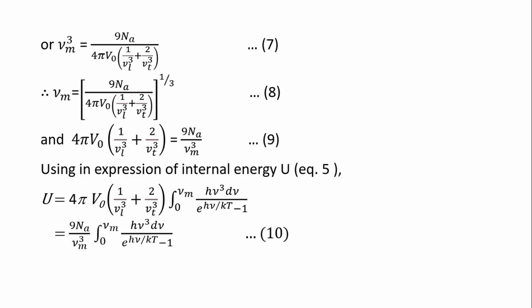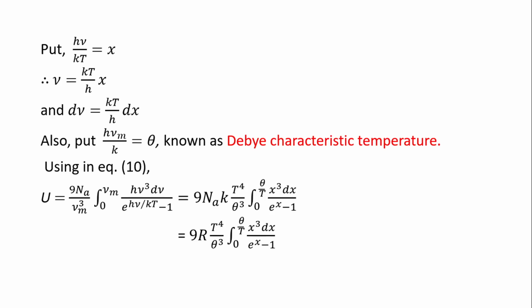but before differentiation we have to substitute h nu by kT as equal to x. After putting h nu by kT equal to x, that means nu equals kT by h into x, and d nu equals kT by h into dx. And by putting h nu m by k equal to theta, where theta is the Debye characteristic temperature. This is another temperature defined by Debye, h nu m by k, where nu m is the maximum frequency of the wave in the solid. So h nu m by k equals theta, and this theta is known as the Debye characteristic temperature.